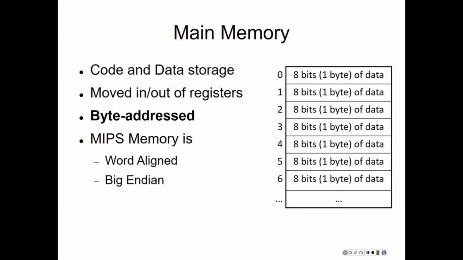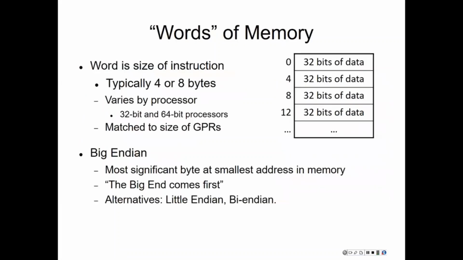Memory is byte addressed, meaning that the indexes in memory are all numbers of bytes, each byte containing, of course, 8 bits of data or instruction. In MIPS, memory is word aligned and big endian. A word is the size of an instruction in the processor. This is usually 4 or 8 bytes, depending on the processor type. A 32-bit architecture, for example, uses 4-byte words, while a 64-bit processor uses 8-byte words. Typically, the size of the word is matched to the size of the general-purpose registers.